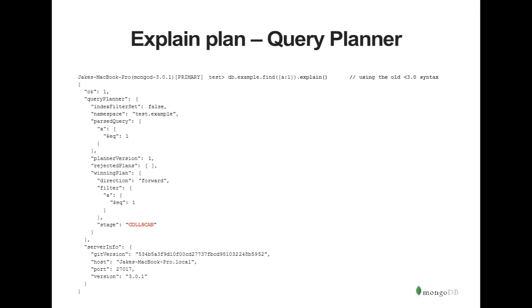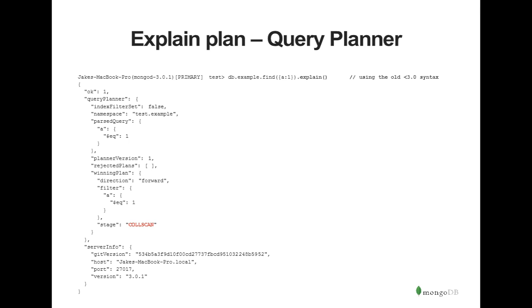But the key to look at in this particular output is what I've highlighted in red. You can see the winning plan. I'm doing a find on every document that has a field called A that's equal to 1. And the stage there is showing me that it's doing a collection scan. What that means is that the query planner is telling you that it had to actually go into the collection, into the actual data objects, and scan every single one to find the documents that match that query. Another way of saying that is it didn't use an index. So if you are doing an explain plan and you see something that says collection scan, you know that you're not using an index.